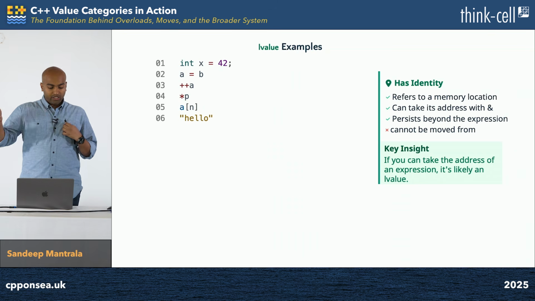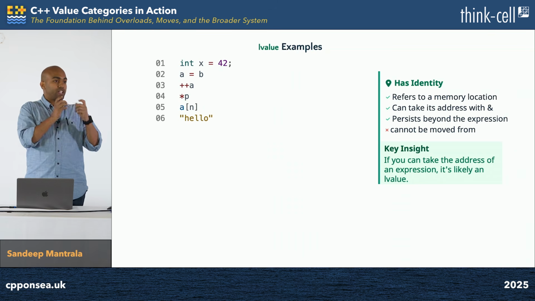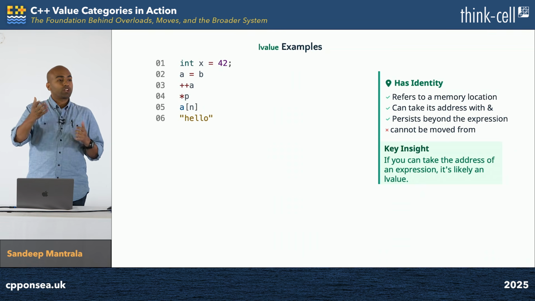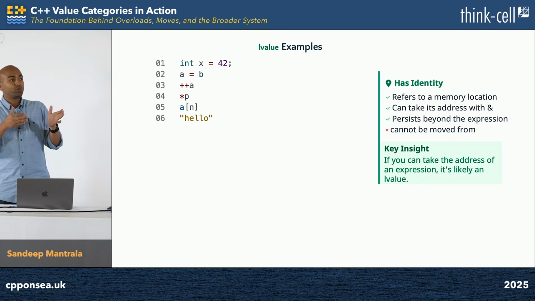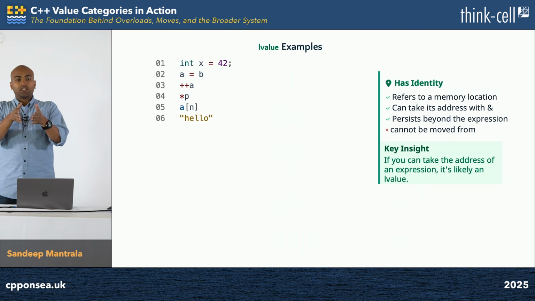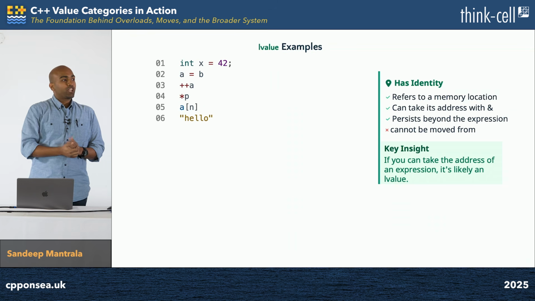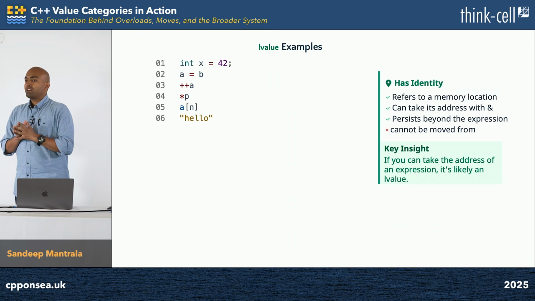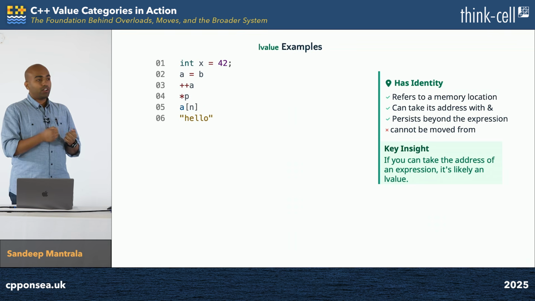Because A equals B returns A, which has a persistent location in memory beyond the expression. This is the reason why you're able to do A equals B equals 10, and the 10 would be assigned to both B and A, because B equals 10 would return B, and that B you can assign to A, and the result is A itself. So understanding value categories will explain some things that we already know and some things we don't.